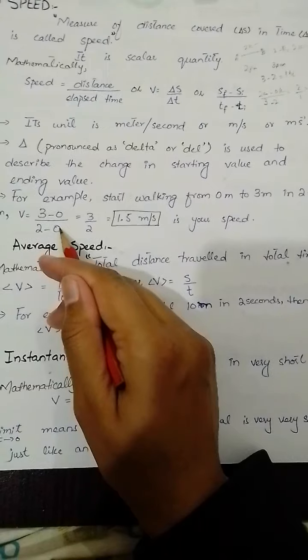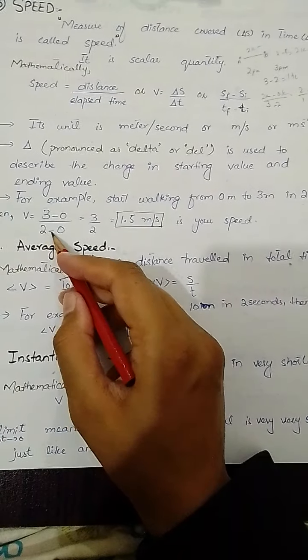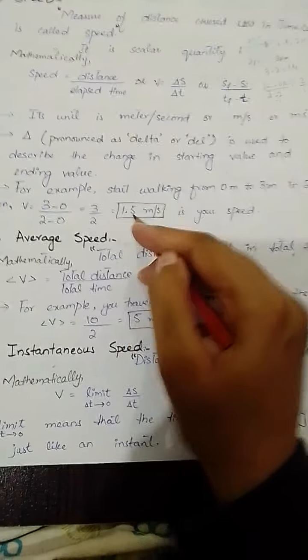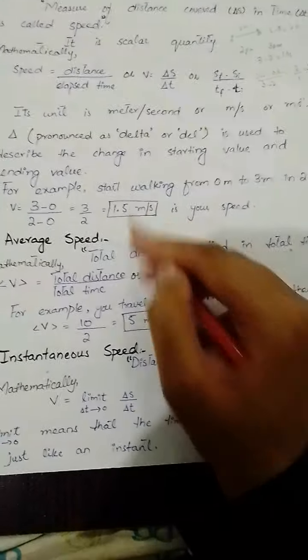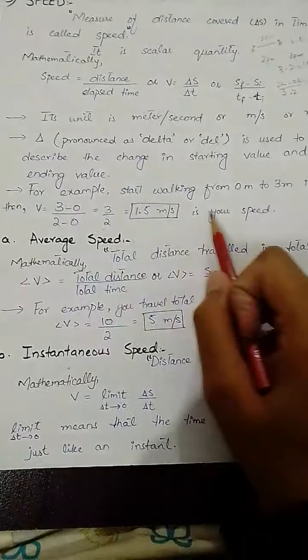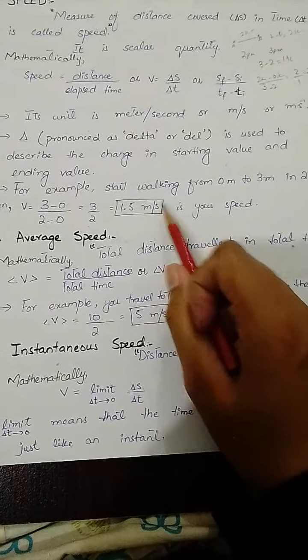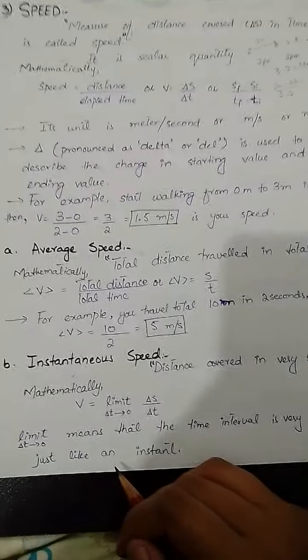Initial value was 0 seconds. Okay, so 2 minus 0 would give you 2, and 3 minus 0 would give you 3. 3 divided by 2 would give you 1.5, and meters per second is the unit. So your speed was 1.5 meters per second, right?